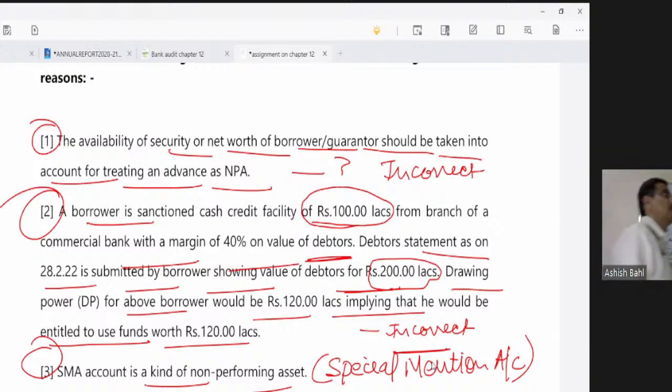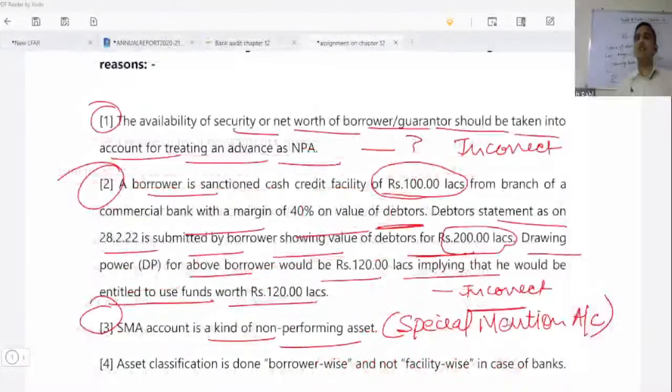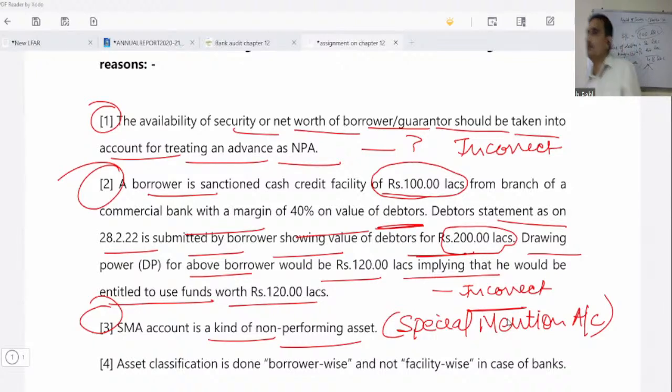Only mail received from Harsh Goel. SMA account is a kind of non-performing asset. Is that correct or incorrect? Only one mail till now, guys. Fairly simple, direct question. Either you know the meaning of the term or you do not. There is no other escape route. Yes, guys, waiting for your answers.